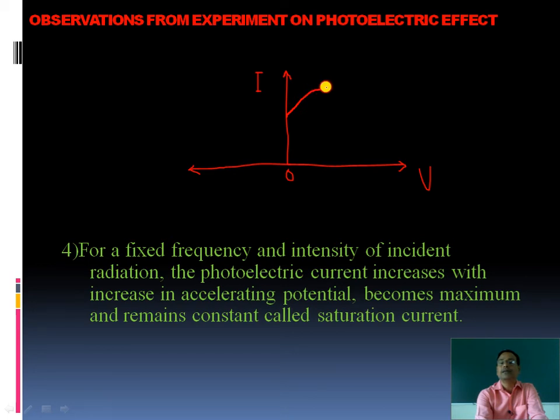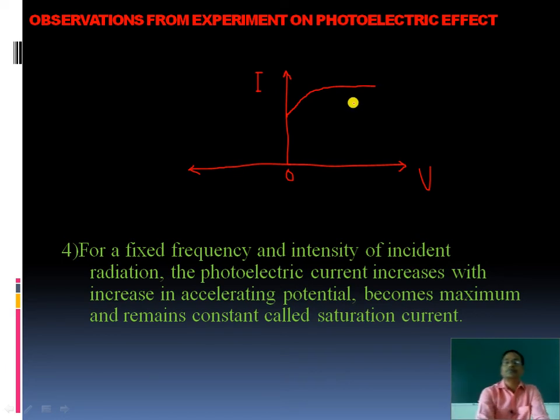It becomes maximum and it remains constant. See here, this graph is parallel to the voltage axis, the potential axis. It means that if we go on increasing the potential, there is no change in value on the y-axis, so the photoelectric current remains constant. This photoelectric current becomes maximum and remains constant. It is called saturation current. This value is called saturation current.